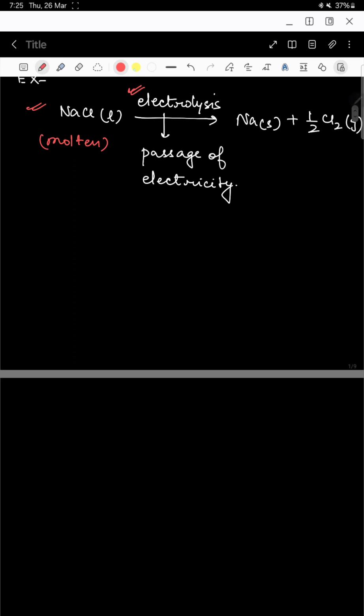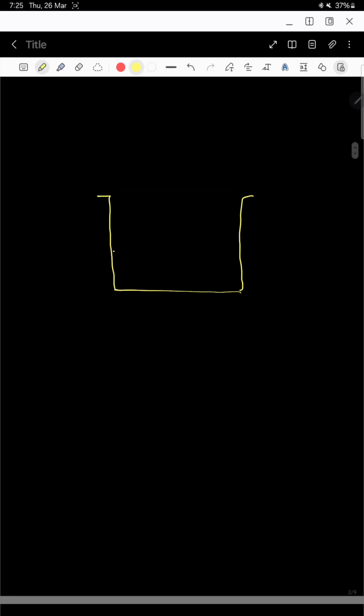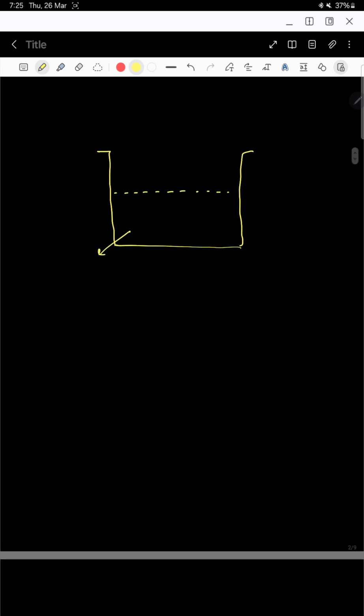So how does an electrolytic cell look? The basic idea of an electrolytic cell is like this. It looks like a beaker. Let's draw it on the next page. A simple idea of an electrolytic cell is a beaker, and in this beaker there will be a solution. This solution is called an electrolyte.